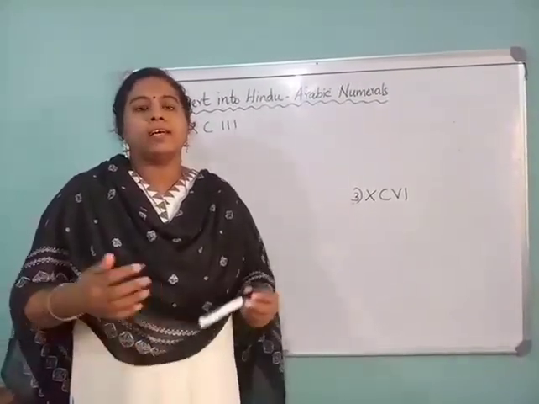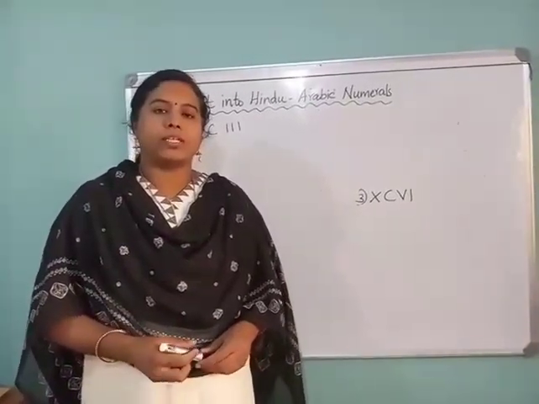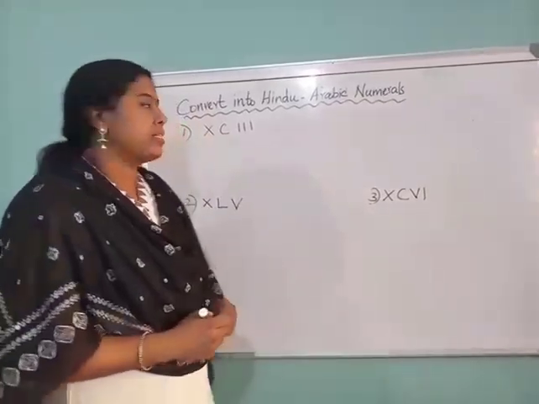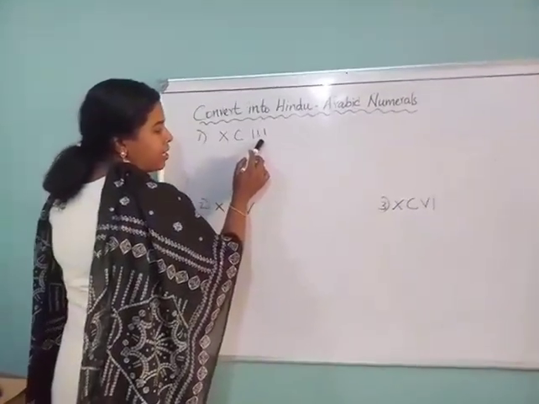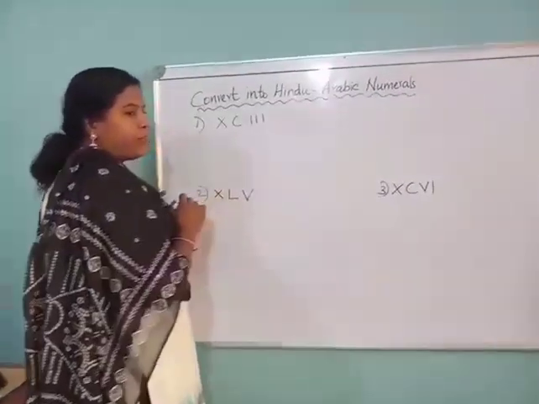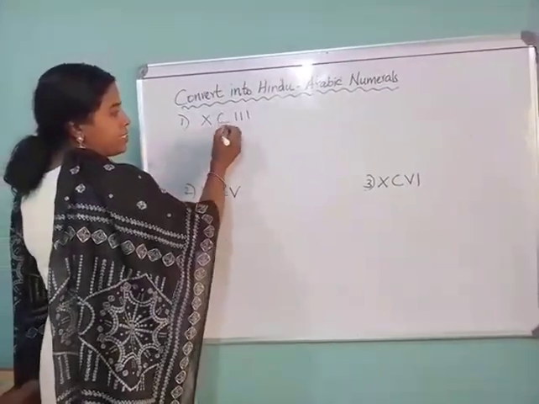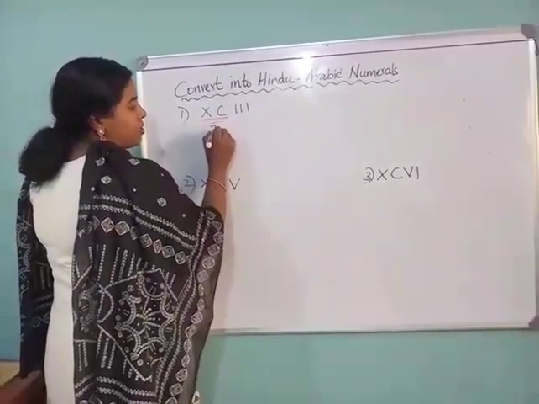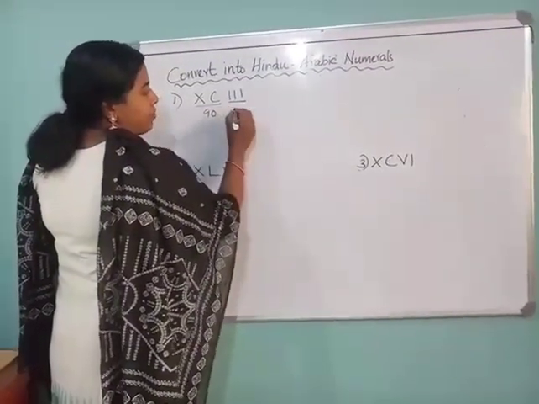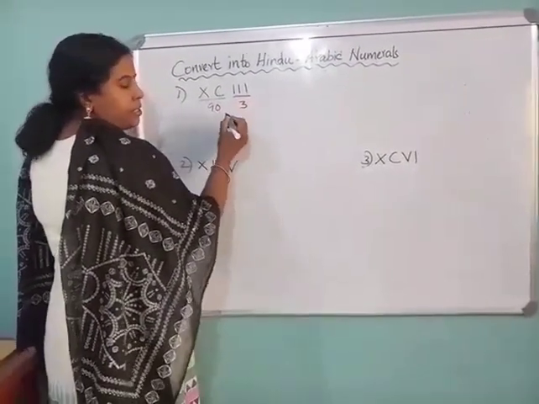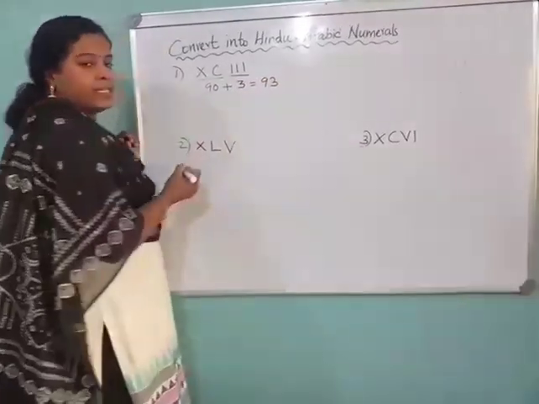Now let's learn how to convert Roman numerals into Hindu-Arabic numerals. That means the numbers. Look at this example. Here I have given XCIII. I have given the Roman numeral. We have to write the number for this. So you know that XC shows 90, and III shows 3. So 90 plus 3, the value is 93.